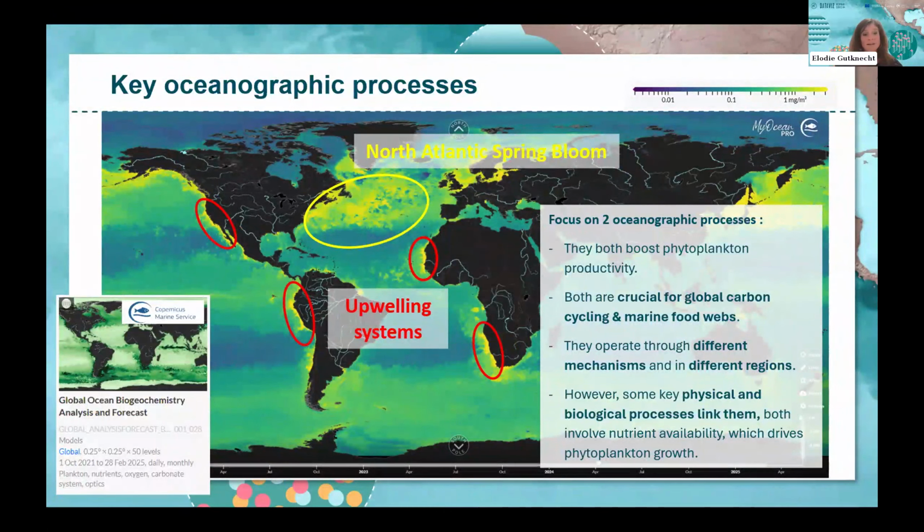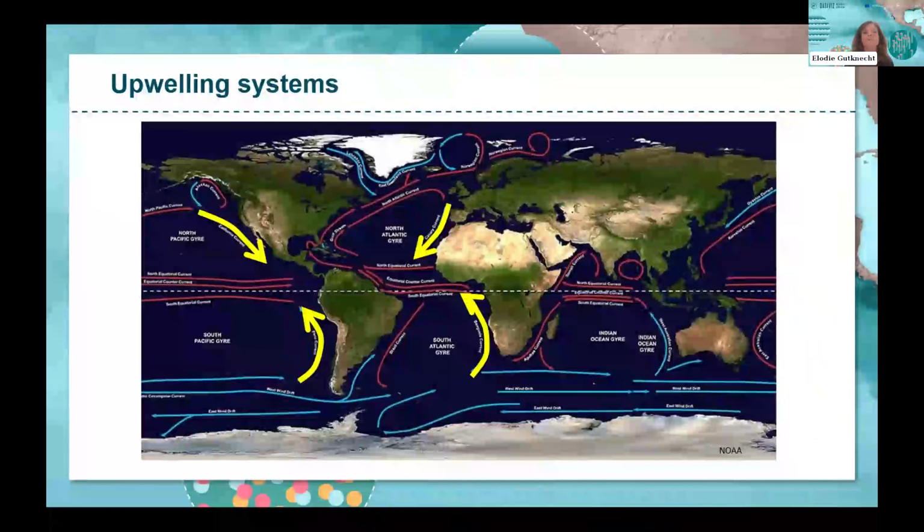These two phenomena are in different regions. They operate through different mechanisms, but they are linked by similar processes, which involve nutrient availability, which drives the phytoplankton growth. And so these two phenomena boost the phytoplankton productivity, and they are crucial for the global carbon cycle and for marine food webs. So let's now focus on the first phenomenon, upwelling systems.